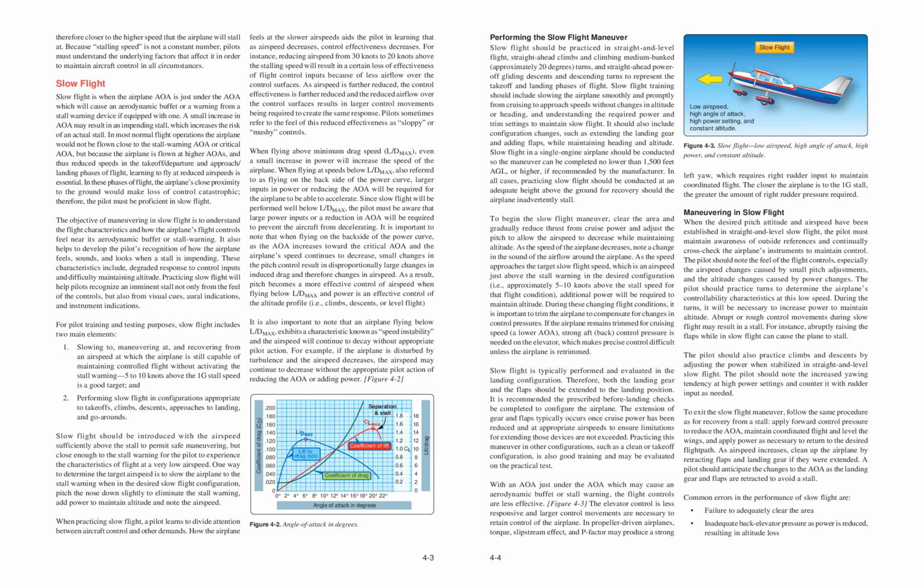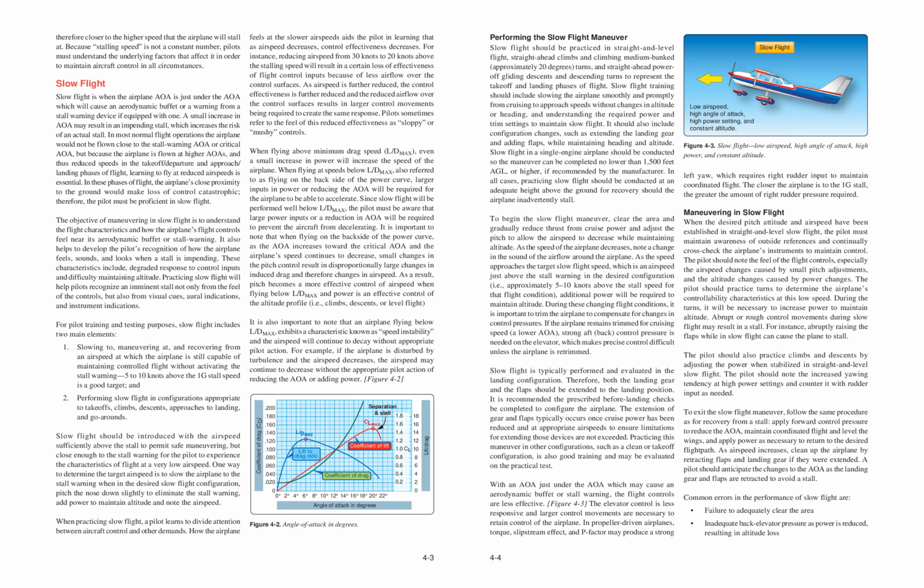Slow flight should be introduced with the airspeed sufficiently above the stall to permit safe maneuvering, but close enough to the stall warning for the pilot to experience the characteristics of flight at a very low airspeed. One way to determine the target airspeed is to slow the airplane to the stall warning when in the desired slow flight configuration, pitch the nose down slightly to eliminate the stall warning, add power to maintain altitude, and note the airspeed. Feeling the slower airspeeds aids the pilot in learning that as airspeed decreases, control effectiveness decreases.